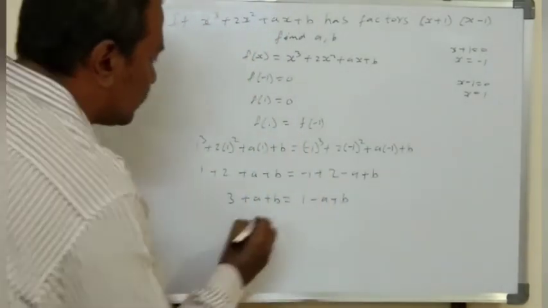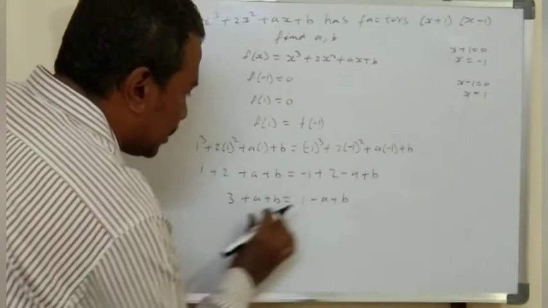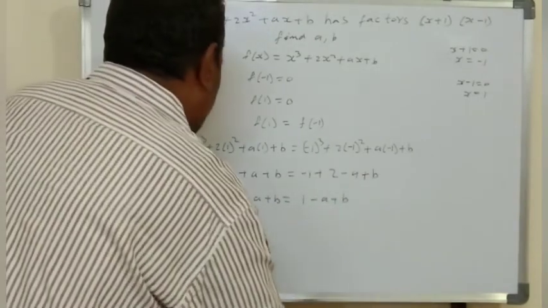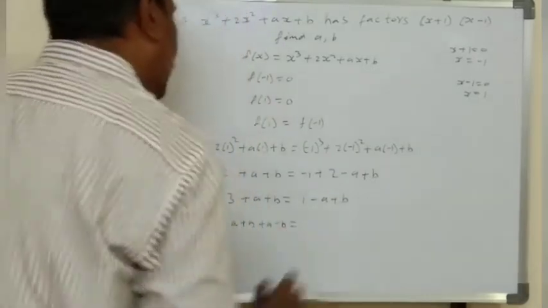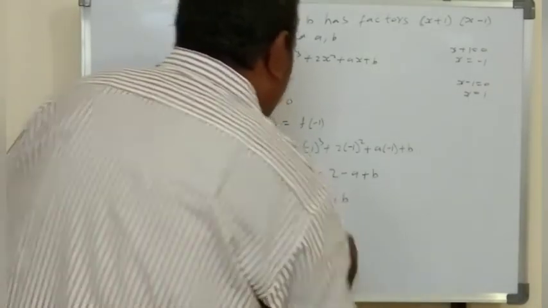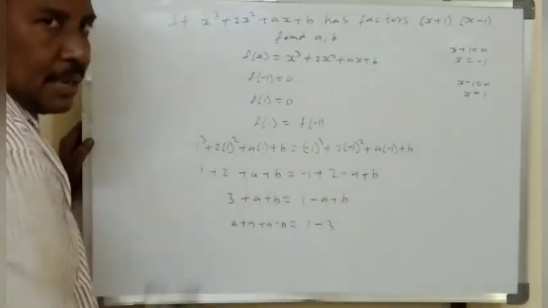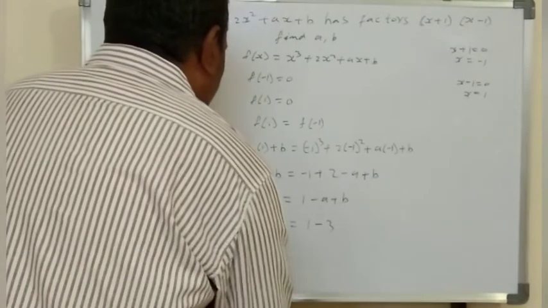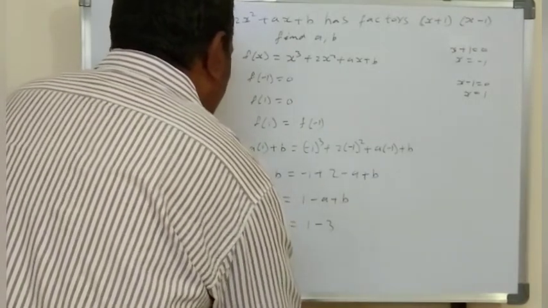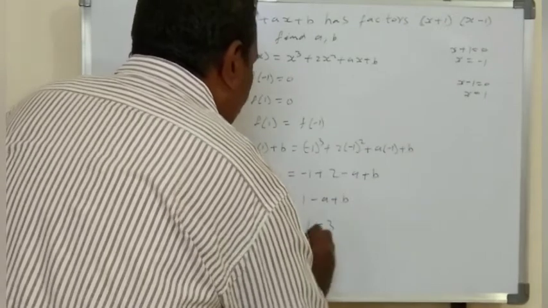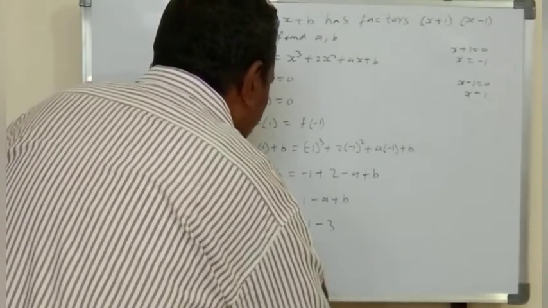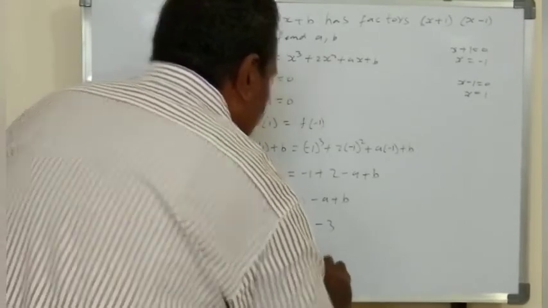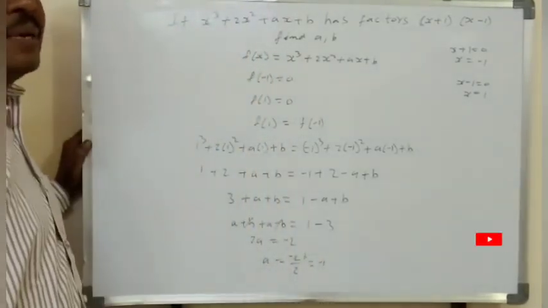Here, bring all this to one side and this one to the other side. a plus b plus a minus b is equal to 1 minus 3. Taking 3 to the other side becomes minus 1. Here a plus a is 2a, minus b plus b cancels, is equal to minus 2. a is equal to minus 2 by 2, so 1 times minus 1. So we got the value of a.